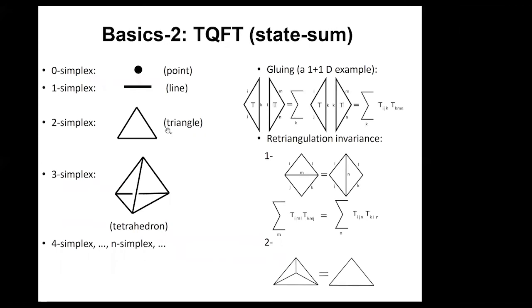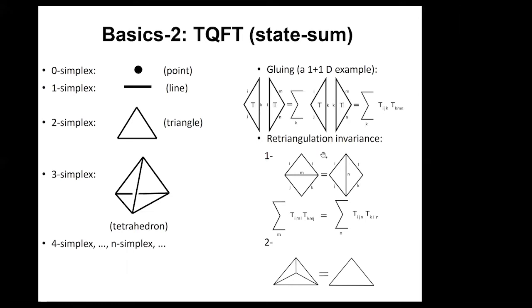To make it more visual, a 0-simplex is a point, a 1-simplex is a line, a 2-simplex is a triangle, and it goes like that. So in 1+1 dimensions, when we glue two triangles like this, on the tensor level it corresponds to contracting degree of freedom K with degree of freedom L, which means you set K equal to L and you sum over K. That is what it corresponds to on the tensor level.